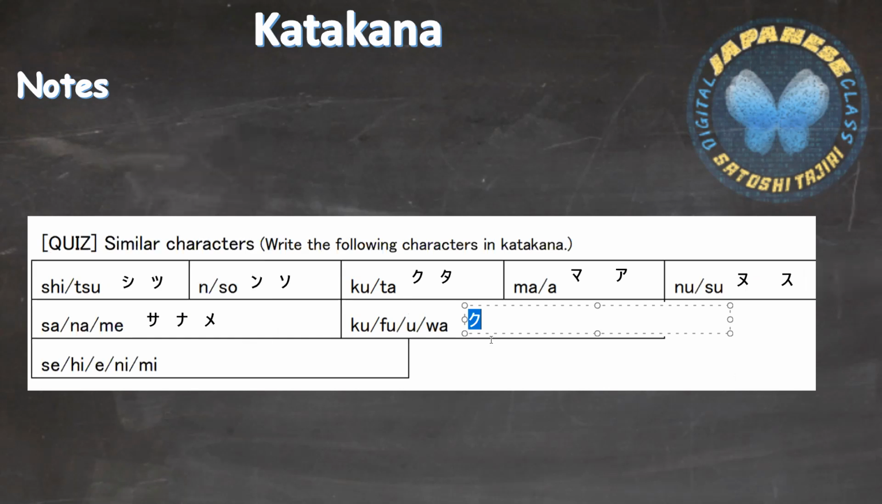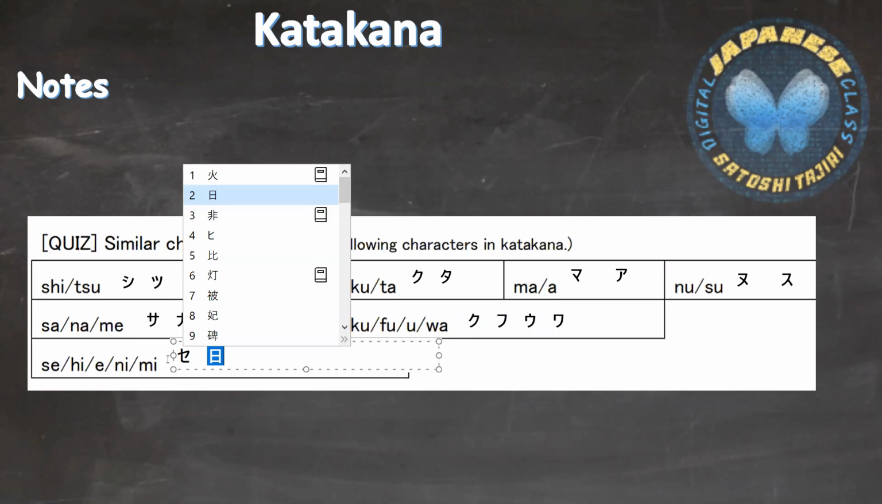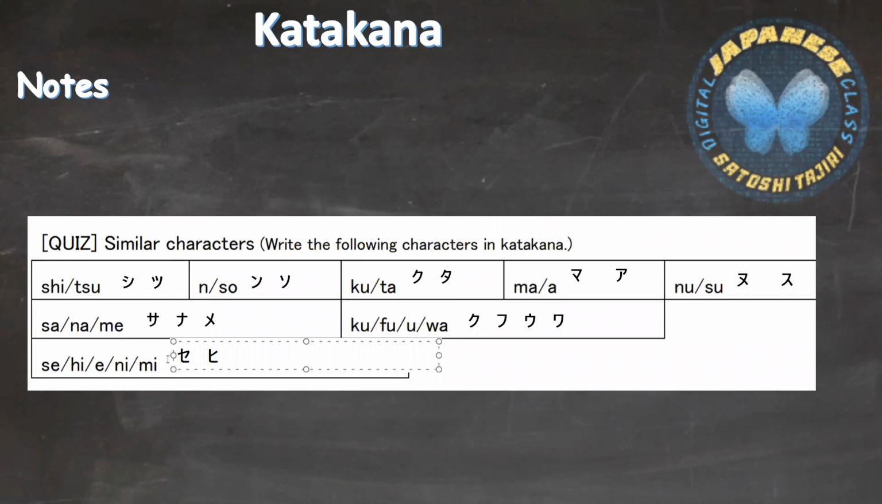So we have our ku, u, and wa, but they are not the same. We have our se, he, e, ni, and we have our mi. They are not the same. So these are the characters that I want you to be familiar with and to keep practicing the writing.